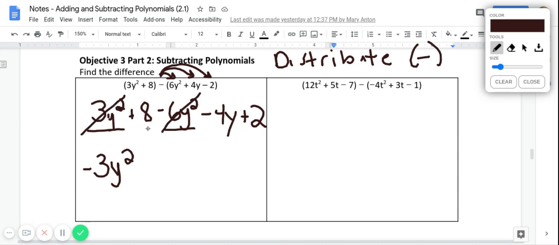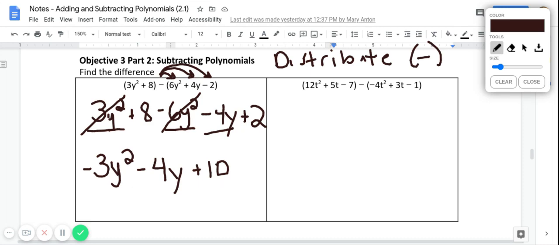And now let's look for our y terms. Okay, we only have one right here. So we just put this down here for y. And now we have an 8 and a 2. So this becomes plus 10. And we can't combine any of these terms because we have different variable exponents with all of them. So that's it. Now we're done.